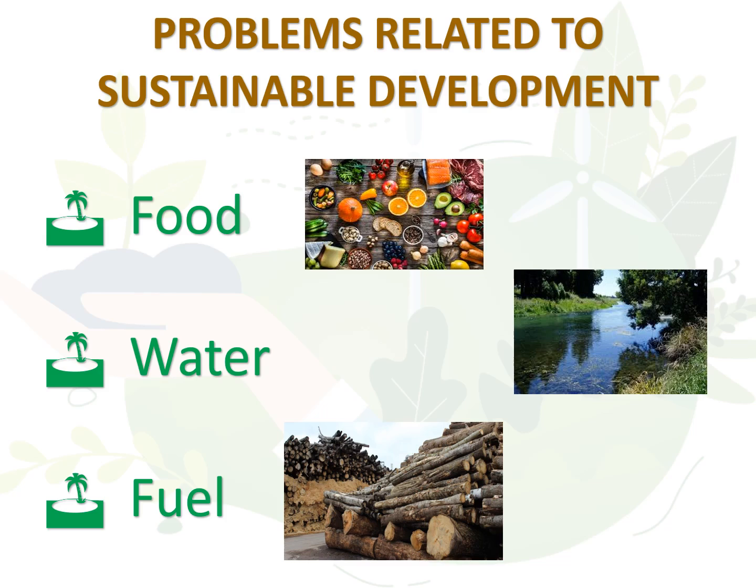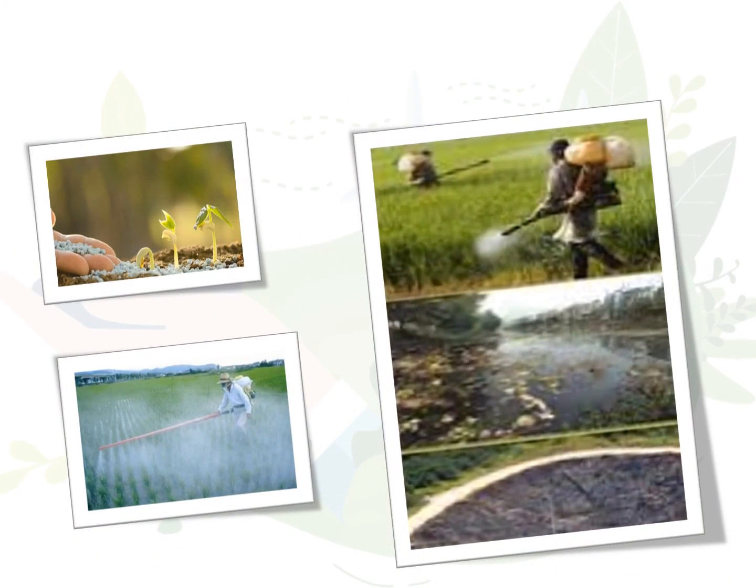Problems related to sustainable development. Three major problems related to sustainable development are food, water, fuel. Food. The amount of rich, fertile land needed to grow crops such as wheat, rice, etc., is becoming less as we are using up more and more land for other purposes. Soil nutrients are also getting depleted, and lots of chemicals are spoiling the soil due to use of chemical fertilizers.